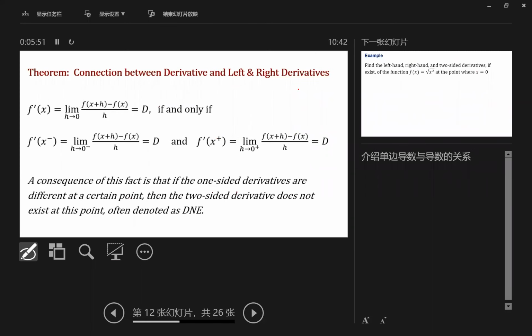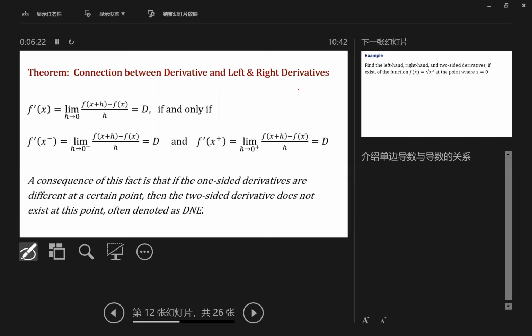Okay, then next, let's have a look at the connection between derivative and left-right derivatives. When we learned limits, we had a theorem that states that the limit of a function at a certain point exists if and only if the left limit and right limit both exist and they are equal, right? Similarly, we have a theorem that connects the derivative and the right and left derivatives.